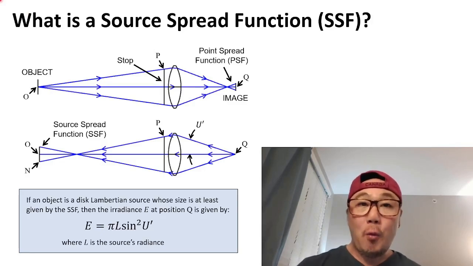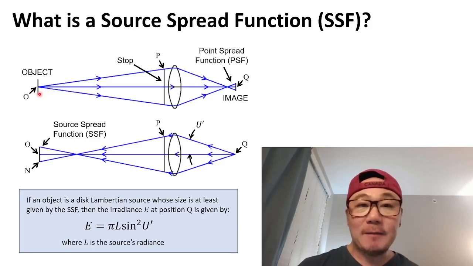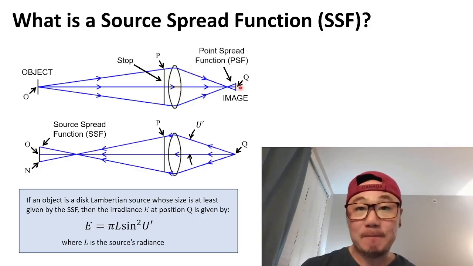Okay, so what is a source spread function? Here we have an object, a stop, a lens, and the image. This lens is not corrected, so it's got all the aberrations. So we have a point spread function at the image, at point Q.